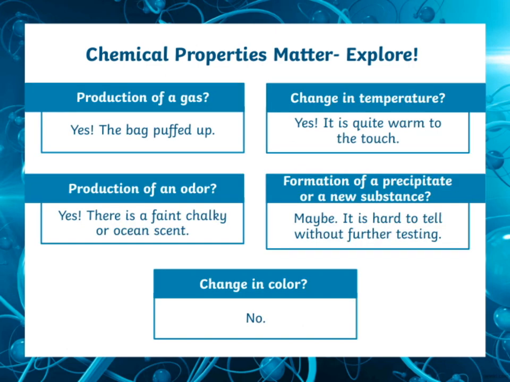Let's break down what's happening here. We're not sure if the color changed. It's tricky to tell without more testing. But we do see a new substance forming, and it's warm to the touch. There's also a faint chalky or ocean-like smell, which means an odor was produced. Plus, the bag puffed up, showing gas was released. These clues tell us chemical properties really matter, and they're worth exploring further.